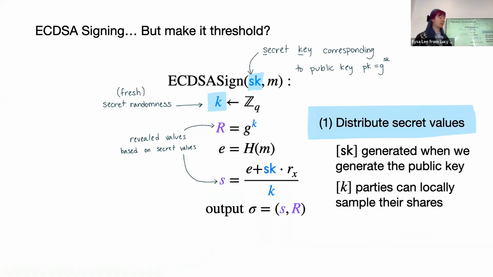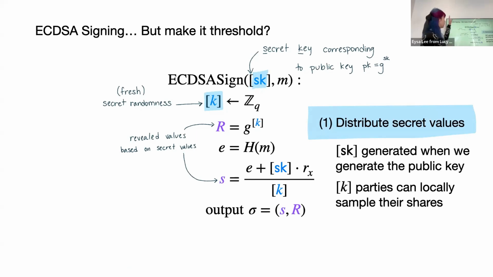So shares of the secret key we can generate when we generate the public key, and shares of this K value, each party can actually just locally sample their own value of K, and it's going to sum up to a value that's secret, not known by anybody. So I'm going to replace all of these secret values with these little bracket notations. Cool.